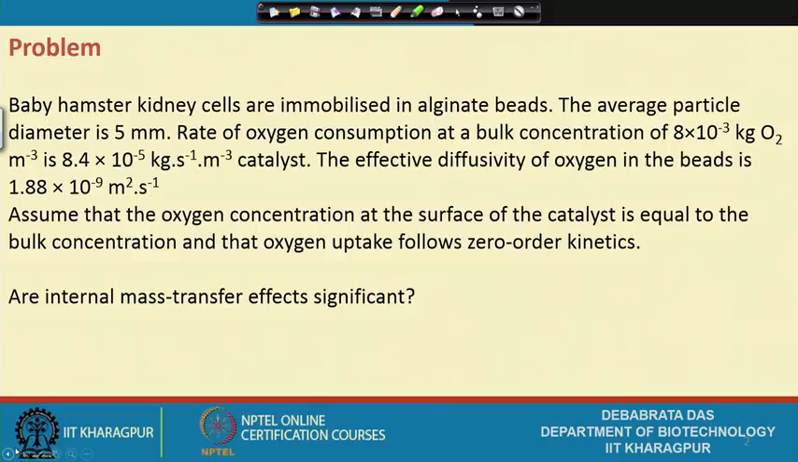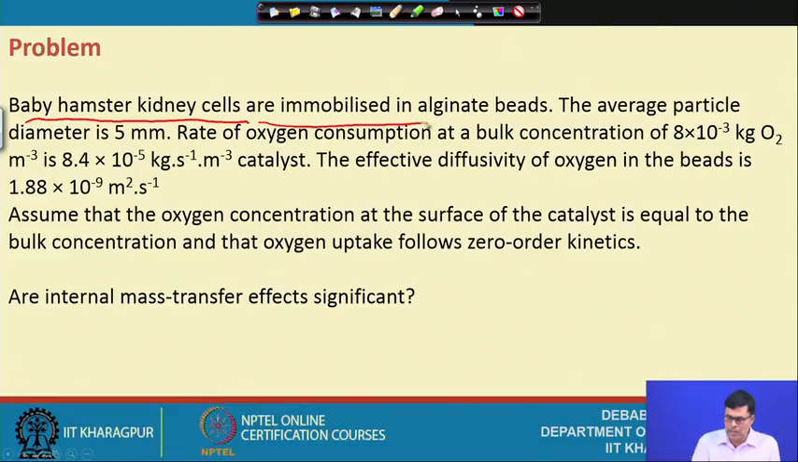Now, in this particular lecture we try to solve some numerical problems to get a better idea of the immobilized enzyme system. The first thing that I want to show you is this first problem: baby hamster kidney cells were immobilized in alginate beads.